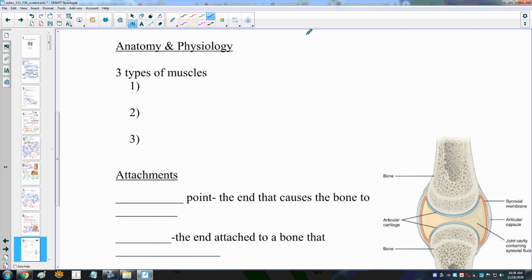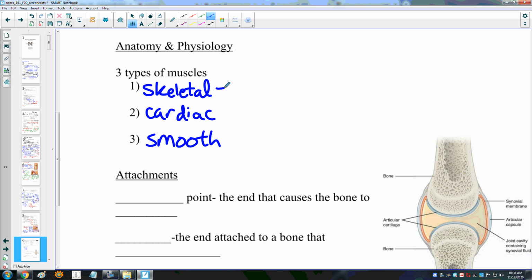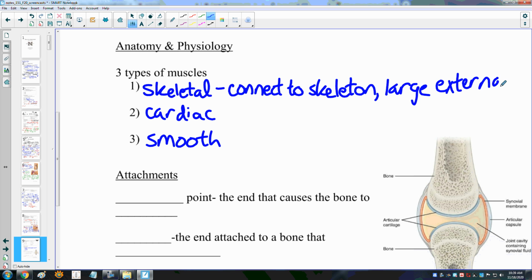In this section, we're going to look at muscles and bones and joints. There are three types of muscles: the skeletal muscles, the cardiac, and the smooth muscles. In this section, we'll mainly deal with the skeletal. These connect to the skeleton, and they cause large external movements. Lifting something with your hands, your arms, running, those sorts of things.